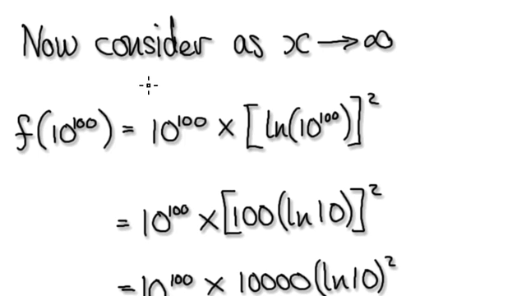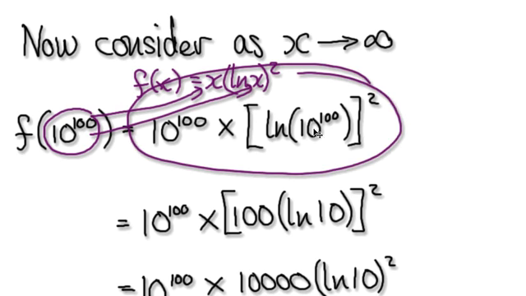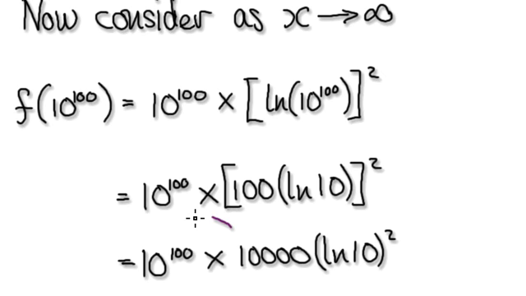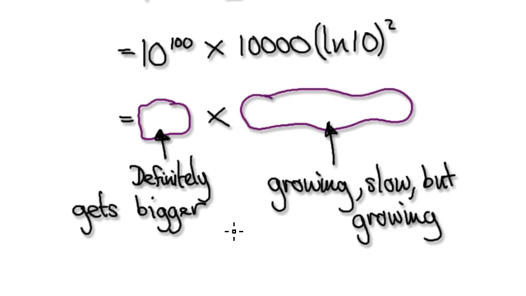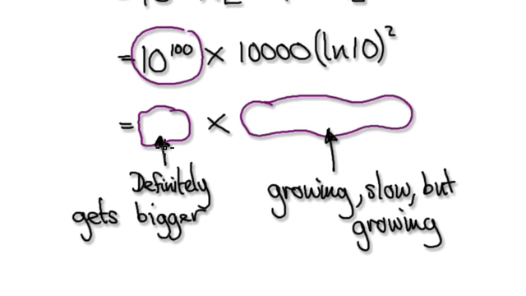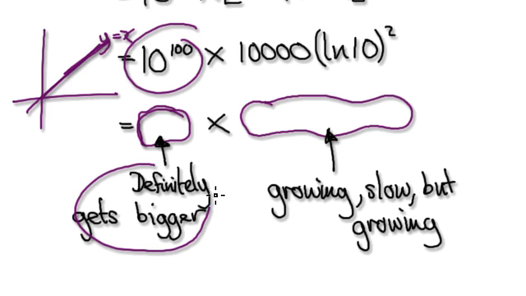So remember, our original function was f of x equals x natural log of x squared. So when you put a very big number into here and into here, it will give you this, and then it will take you to here. Once you're here, you can see that this thing here is very big, and if you look at the graph of y equals x, this thing here is going to get bigger and bigger. This bit here is definitely going to get bigger and bigger.